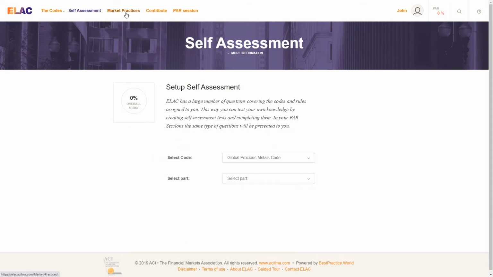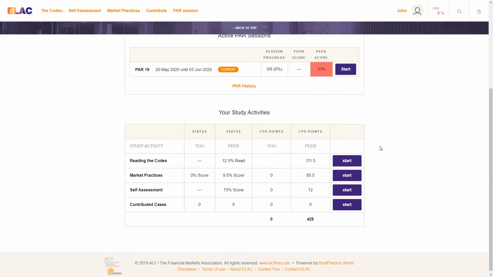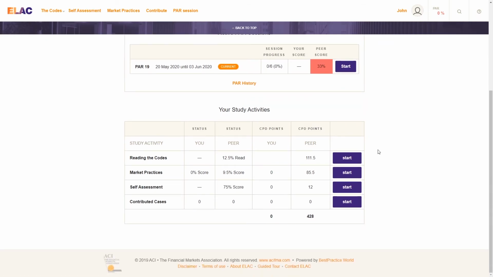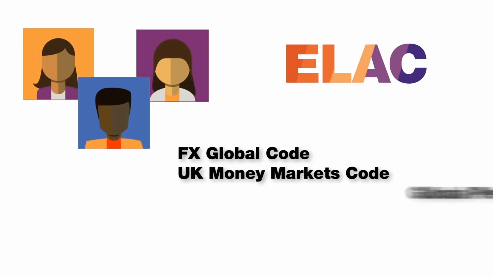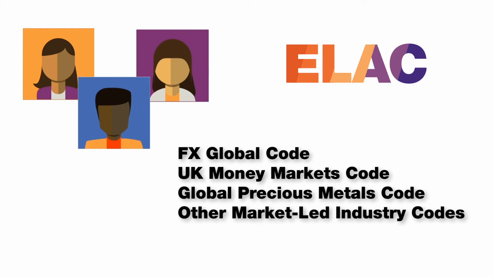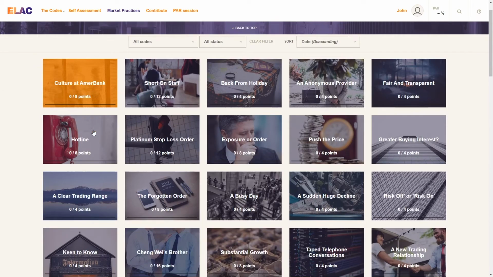We work with market participants to ensure that a market-led solution is implemented whilst providing relevant, measurable, and sustainable training. ELAC includes recognized industry codes, and every staff member will be able to read and understand its full content whilst keeping progress of their reading activities.